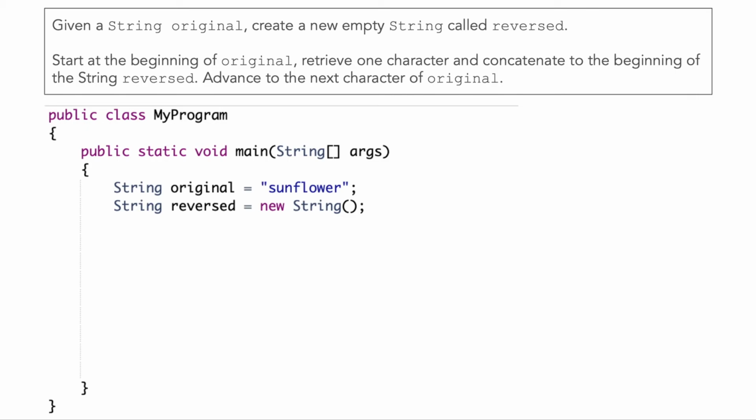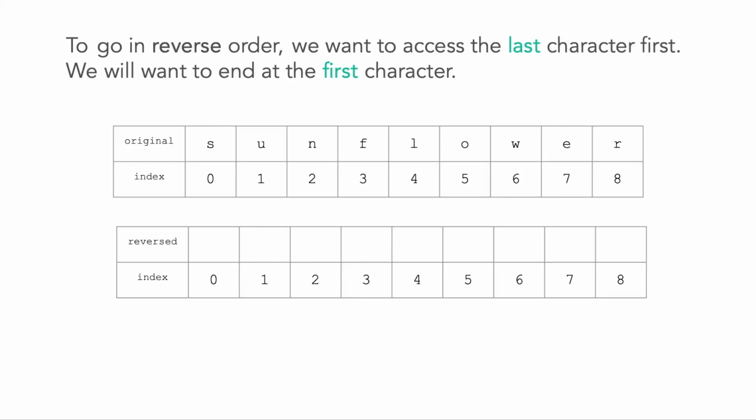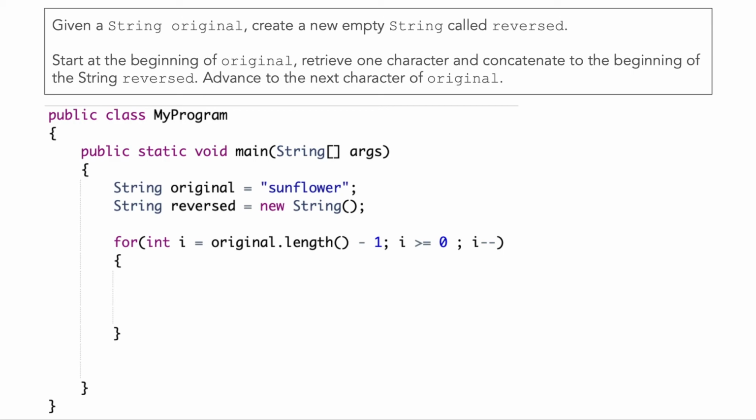Where should we start? Where should we end? And how should we increment? Let's visualize. One way to go in reverse order would be to access the last character first. If we choose this way, we will want to end at the first character. Back to our for loop header and its parameters. These parameters are very important if we're looking for a reversed outcome.